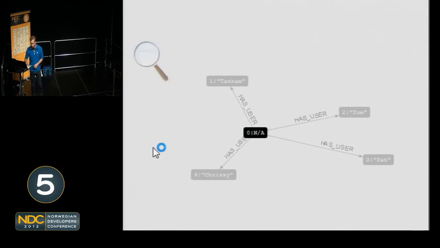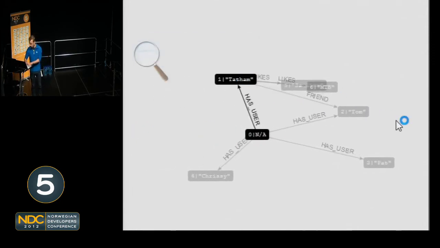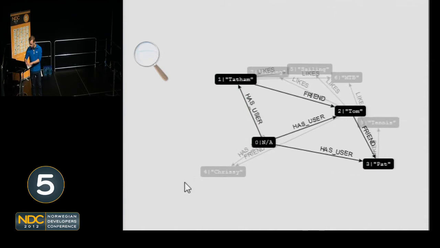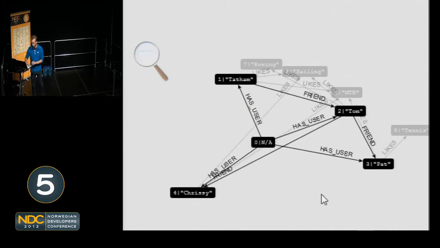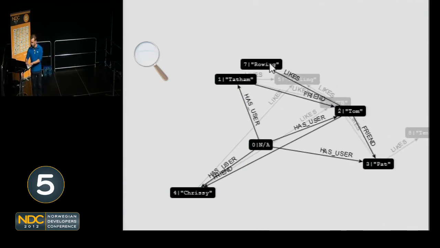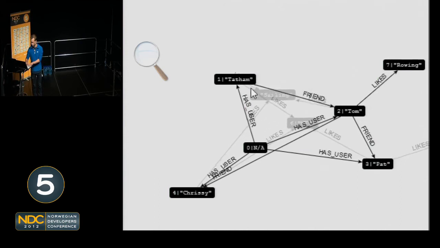So off node 0, what I've created here is this data. I can go and bring these nodes in. And I like to think of node 0 as kind of the system, or whatever it is, the project or the site we're building or something like that. And I describe the relationships off that in that type of terminology. So node 0 has a user, Tatham, has a user, Pat, has a user, Tom. And then off these, we then have other relationships like Tom likes rowing.